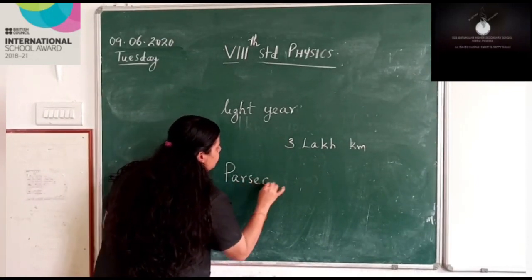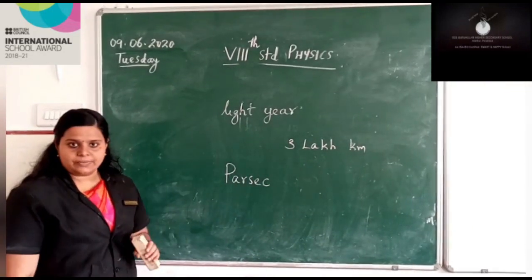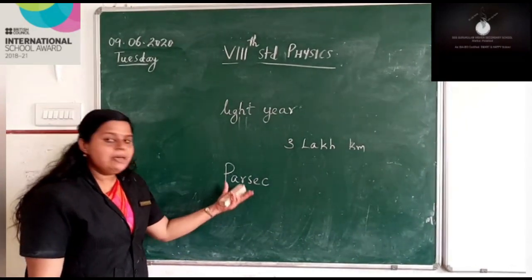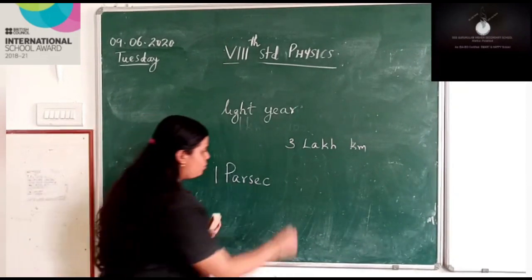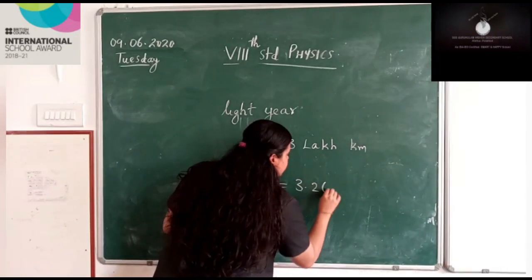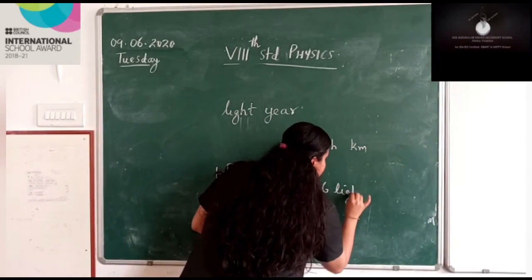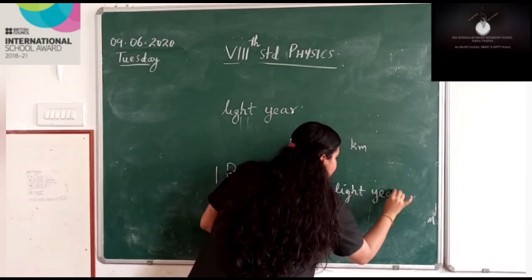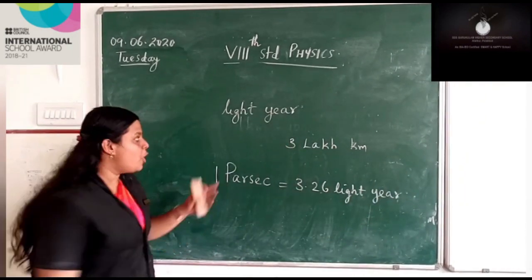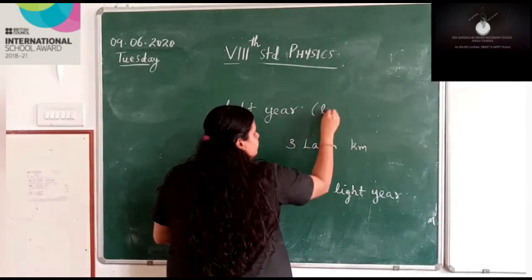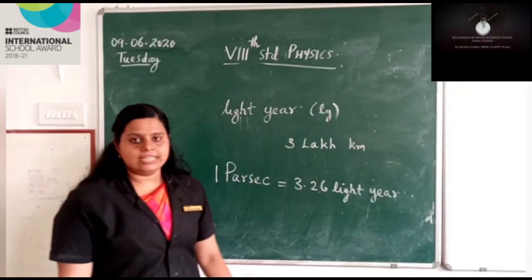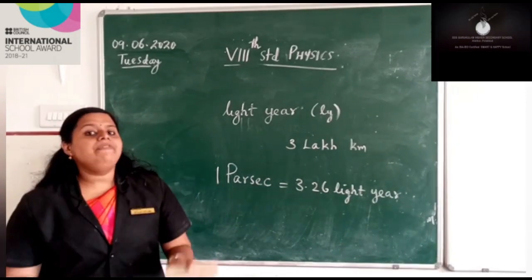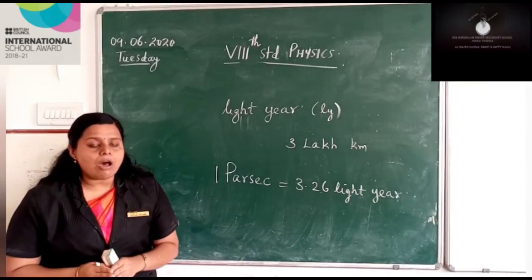This will be a new term for you, parsec. Okay, this is the biggest unit of length, and 1 parsec is equal to 3.26 light year. Light year normally we will use this symbol for light year, ly. Is it clear? So we have discussed the units of length.